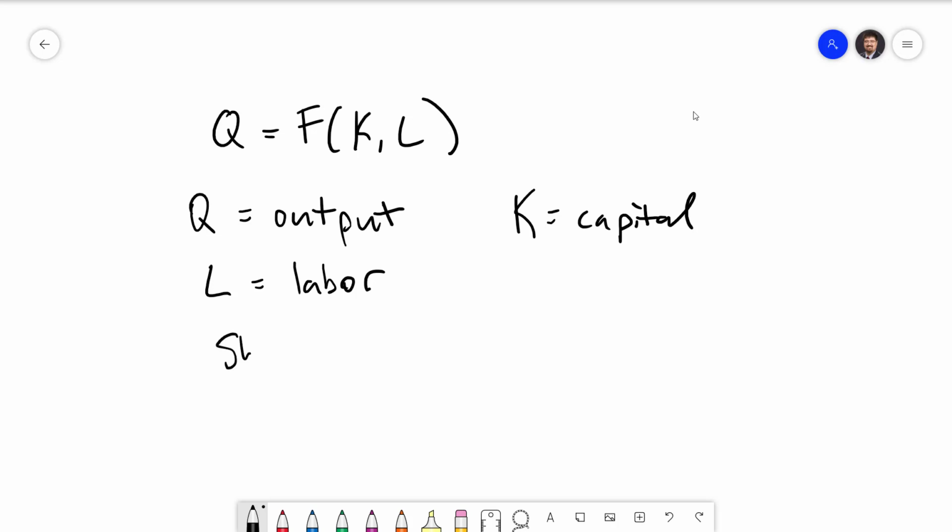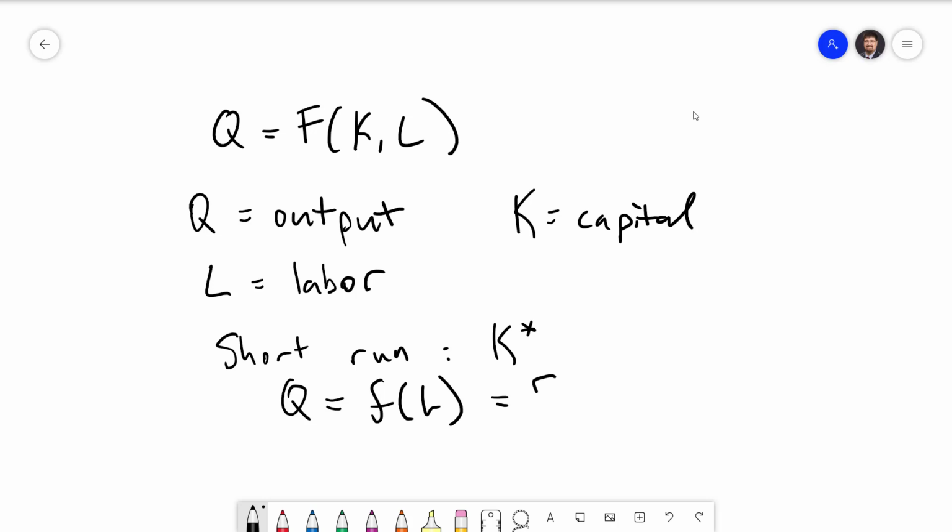For our purposes, in the short run, our fixed input is capital. We will use K star to mean the fixed amount of capital in the short run. This cannot be changed until we get to the long run. What this means for the production function is that in the short run, we have Q equals F of just L because we have no choice over capital. This is going to be equal to F of K star and L. Keep this in mind for now, we'll return to this later.